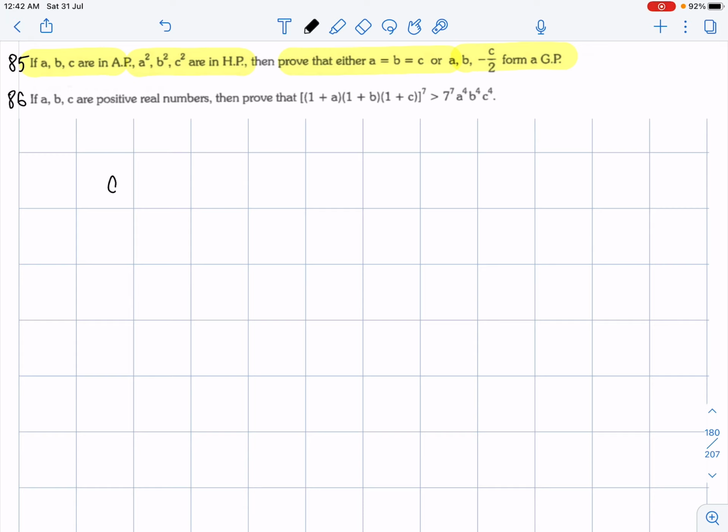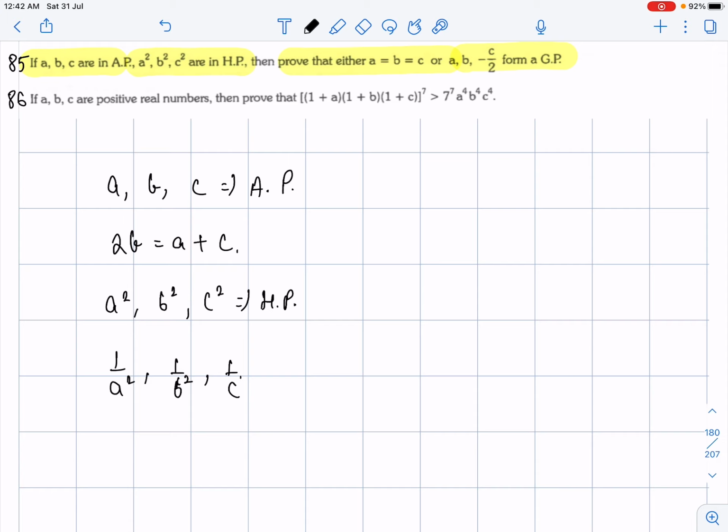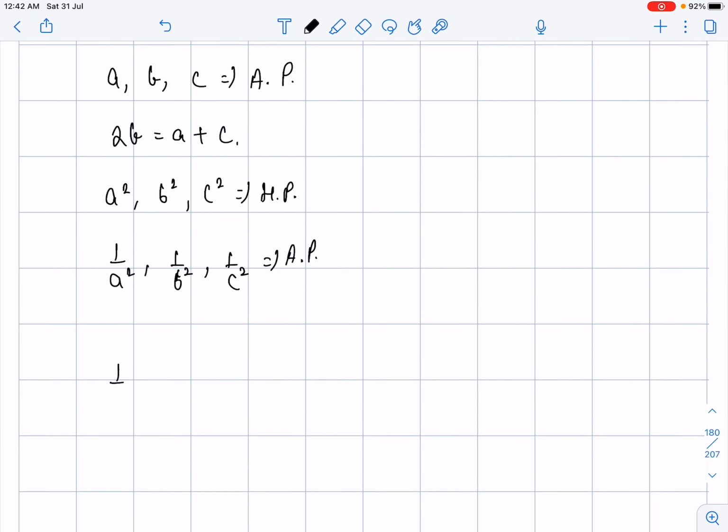So guys, if a, b, c are in arithmetic progression, we write 2b is equal to a plus c. And if a square, b square and c square are in harmonic progression, we write that 1 upon a square, 1 upon b square and 1 upon c square will be in arithmetic progression, because the reciprocals of terms in HP generate an AP. And if it's an arithmetic progression, the common difference will be constant and equal. So 1 by b square minus 1 by a square is equal to 1 by c square minus 1 by b square.